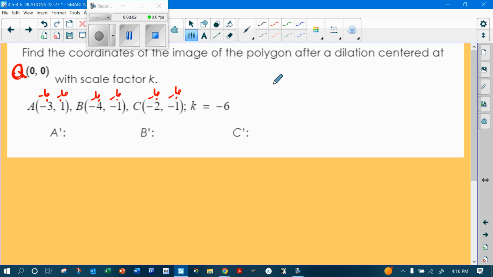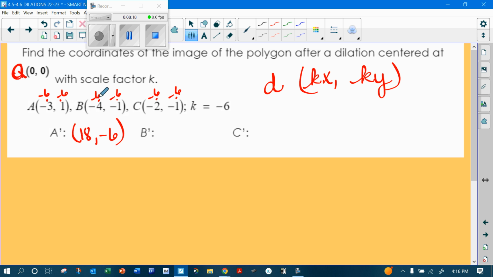So your rule for dilations is the scale factor times x, your scale factor times y, and that is your new point. So negative 6 times 3 is 18. Negative 6 times 1 is negative 6. Negative 6 times negative 4 is 24. Negative 6 times negative 1 is 6. Negative 6 times negative 2 is 12. Negative 6 times negative 1 is 6. So this is your new figure. Notice it is 6 times bigger, but it also moved because of the negative sign. Okay?